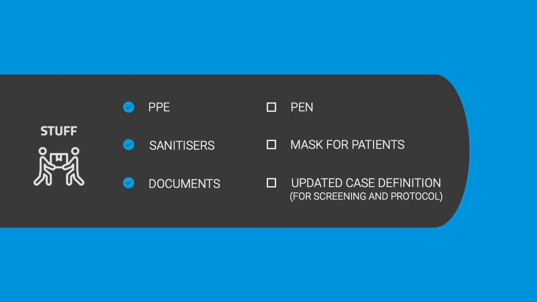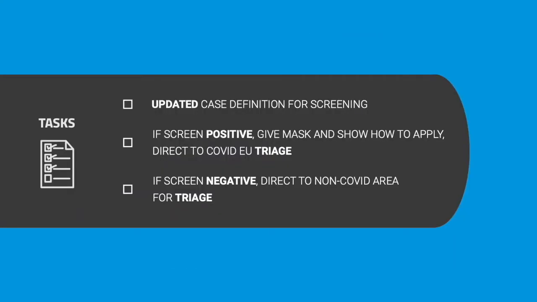An electronic or hard copy of the protocol for screening, mask for patients, and including an updated case definition. When it comes to the task, the staff member should question the person being screened against the updated case definition. And if the case definition is met, he should give and demonstrate how to apply a face mask to the patient. The staff member should direct the screen positive patient to the COVID triage area of the emergency unit, and the screen negative person to the non-COVID EU triage area. So clear signage should also direct the patient to this respective area.